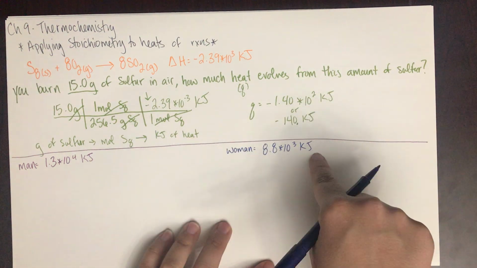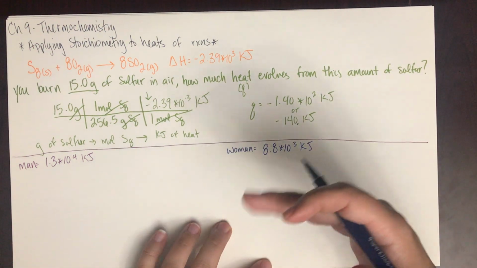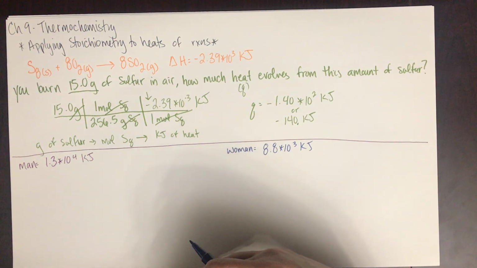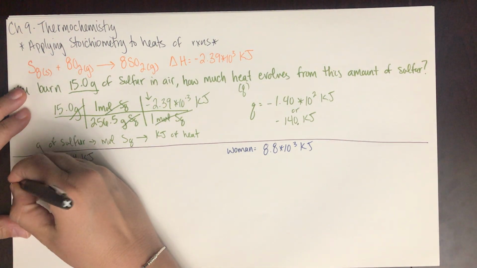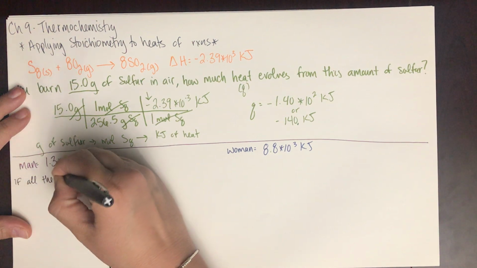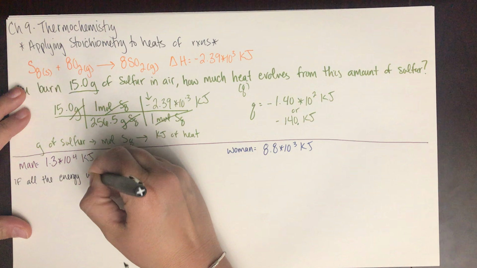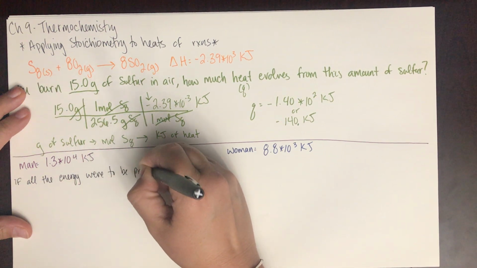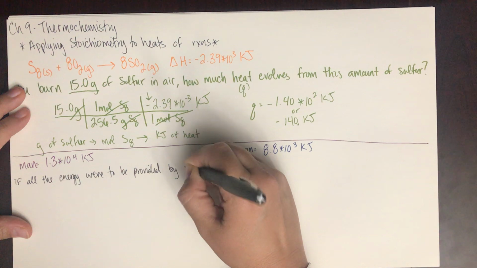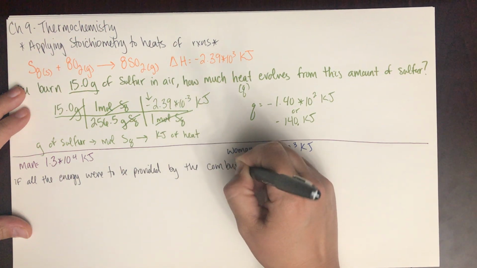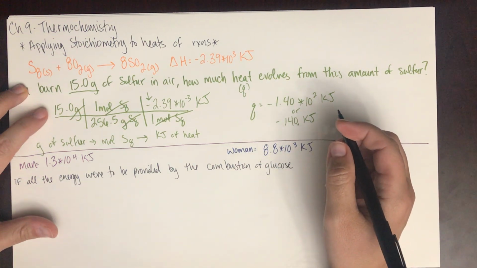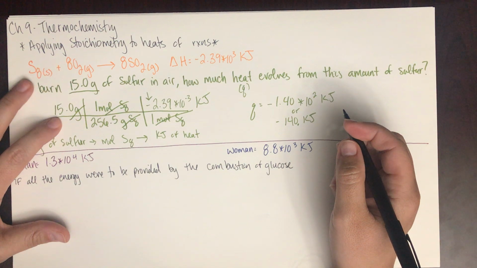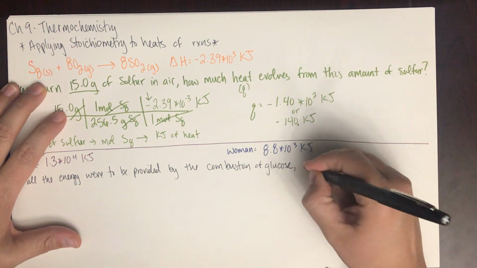So this is how much energy a man needs. This is how much energy a woman needs for those specifications, which aren't important to this actual reaction. It says, if all this energy were to be provided by the combustion of glucose, how many grams of glucose would have to be consumed by the man and woman per day?